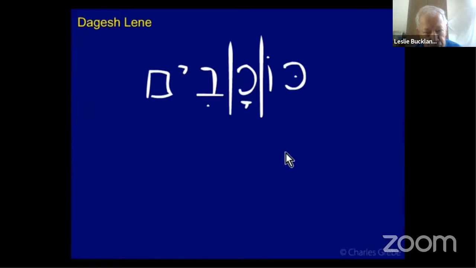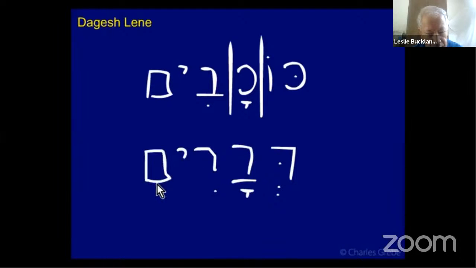Now let me give you another one here. Devarim. Devarim is also a word we looked at. De, va, rim. We looked at this earlier. It means words. We'll put our divisions in there too. Devarim. Now, this one is a Begad Kafat letter. It begins a syllable. No preceding vowel. Therefore, Dagesh Lenny. It meets both conditions.